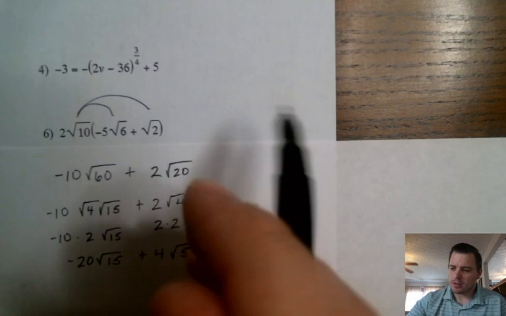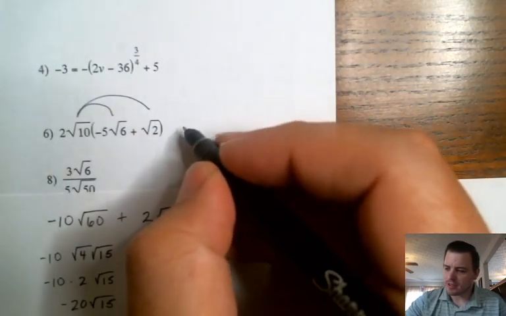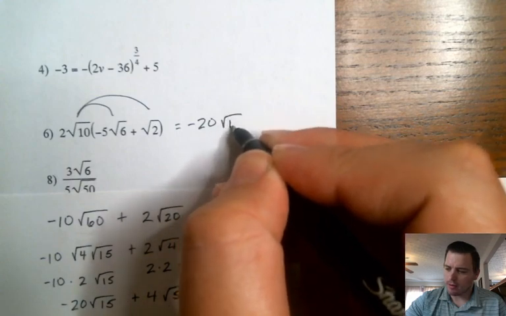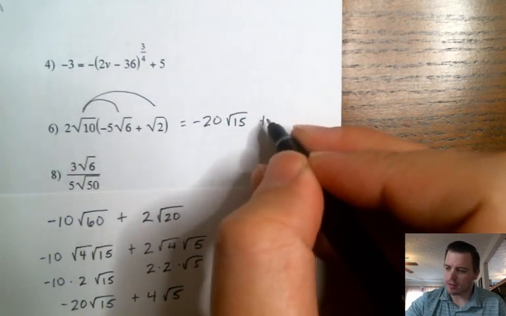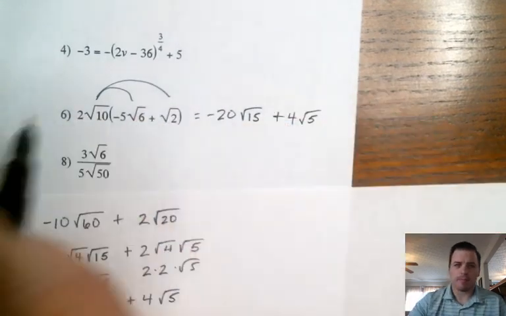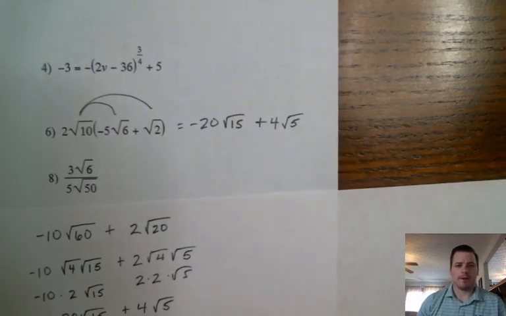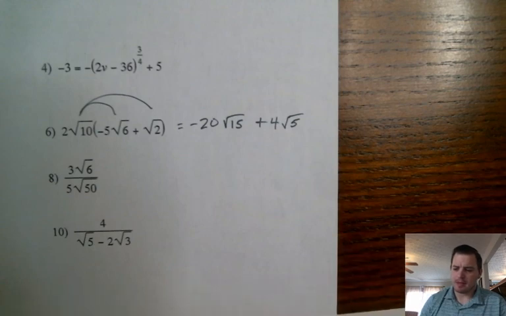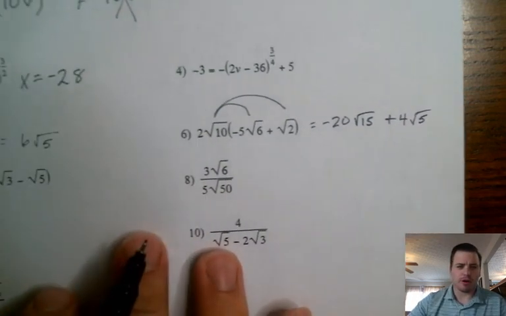Okay, so that would be my final answer for 6. Negative 20 radical 15 plus 4 radical 5. All right. That's that one. I'm going to let you do 7 on your own.